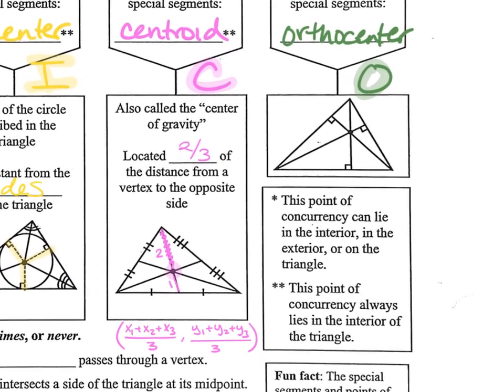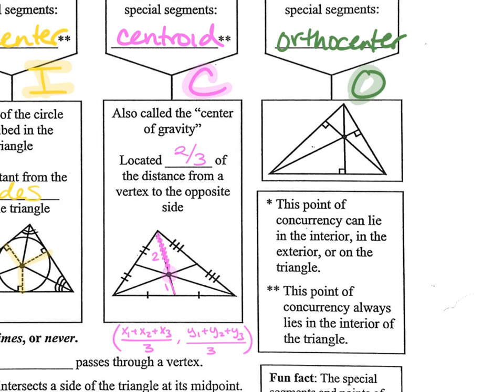Okay, if we just look at the orthocenter for a second, it is where all of the altitudes meet. What's kind of funky about the orthocenter is that it can be inside or outside of the triangle, and sometimes it looks really wild when it's outside. Just know that the orthocenter is where all of the altitudes connect.